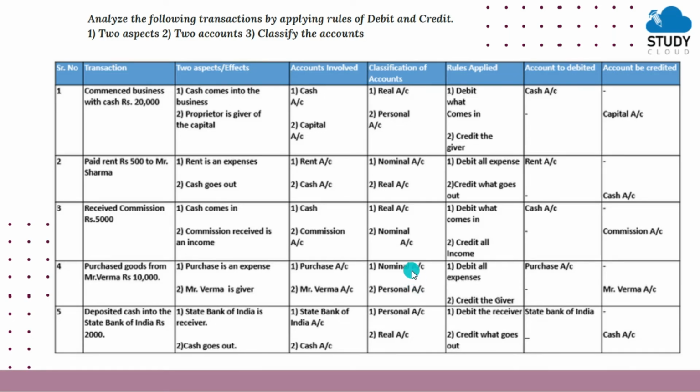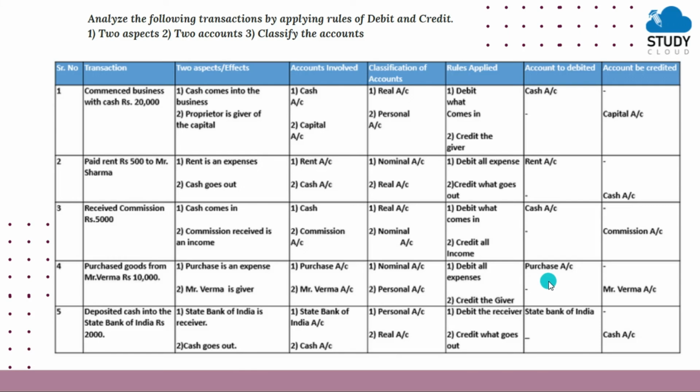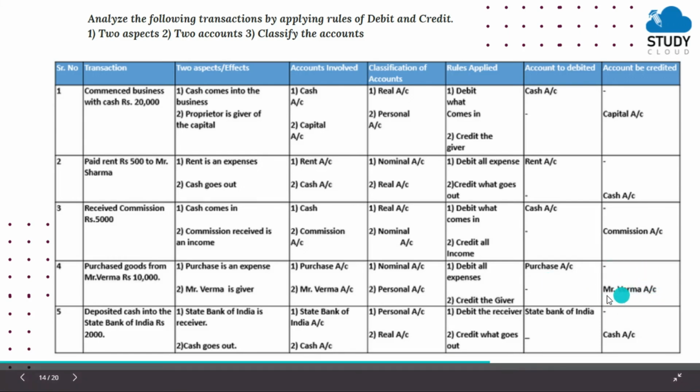So the rule of nominal will apply here as debit all expenses, and for personal we will apply credit the giver because Mr. Verma is the giver of the goods. He gave you the goods. So on the debit side we have to write purchase account and on the credit side we have to write Mr. Verma account. Then fifth, deposited cash into the State Bank of India rupees 2000.